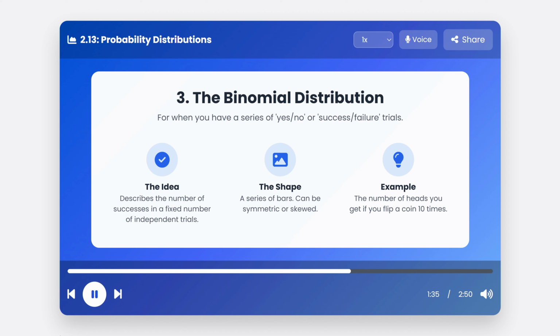Another critical one is the binomial distribution. This is what you use when you have a fixed number of trials, and each trial can only have two outcomes, like success or failure, or heads or tails. The binomial distribution tells you the probability of getting a certain number of successes. For example, it could tell you the exact probability of getting exactly 7 heads if you flip a coin 10 times.